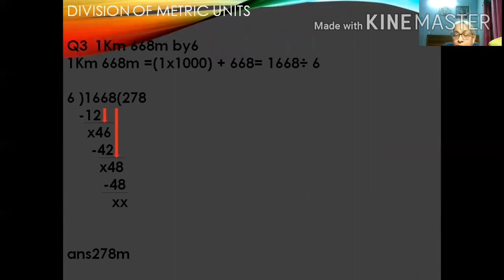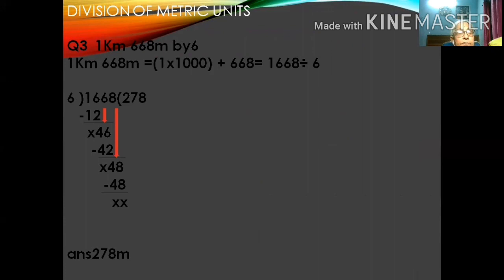Third one is kilometer and meter. 1 kilometer 668 meter is equal to 1 into 1000 plus 668 is equal to 1668, and that will be divided by 6.